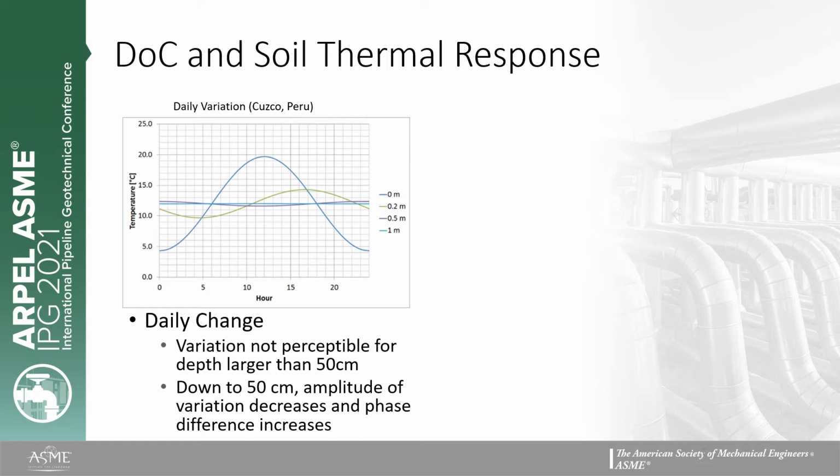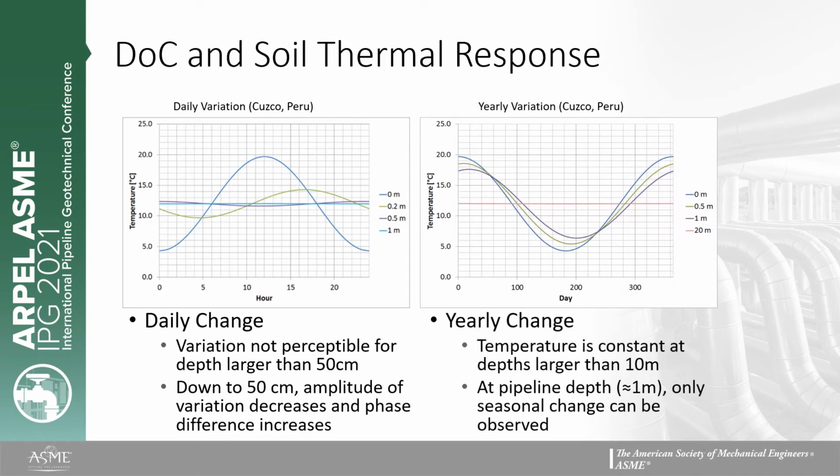And if we look at 1 meter, it's absolutely flat. And 1 meter is the depth, or a common depth, for a pipeline. Now, if you look at the yearly variation, we see that the change is almost nonexistent or fades completely away, disappears for depths larger than 10 meters.